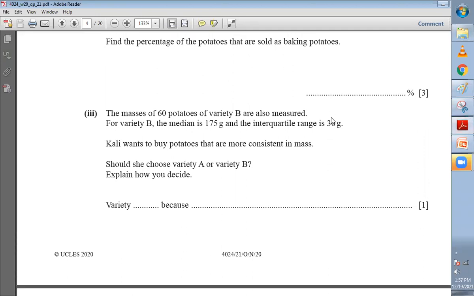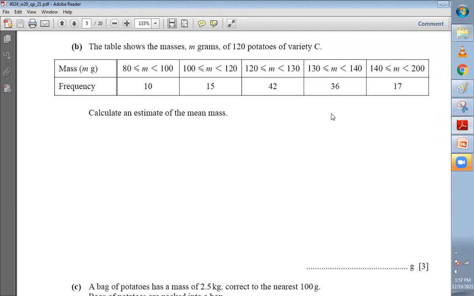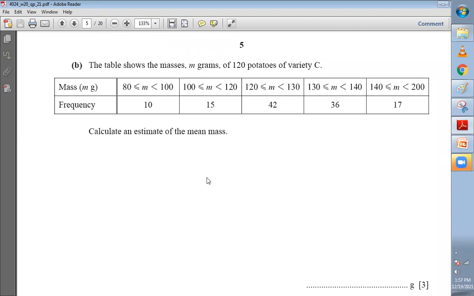The next part coming up is question number 2, part B. It's a 3-mark question. The table shows the masses m gram of 120 potatoes of variety C. Now he's talking about a third variety. A table is given with grouped data and frequencies. The classes are given: the mass from 80 to 100, 100 to 120, 120 to 130, 130 to 140, 140 to 200. They want us to calculate an estimate of the mean mass.